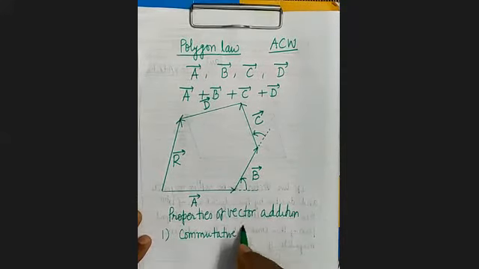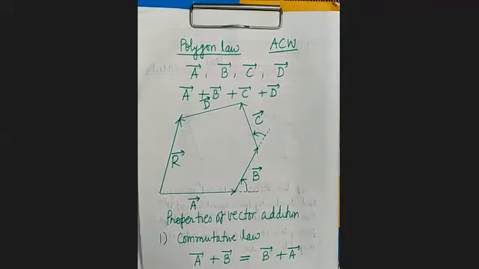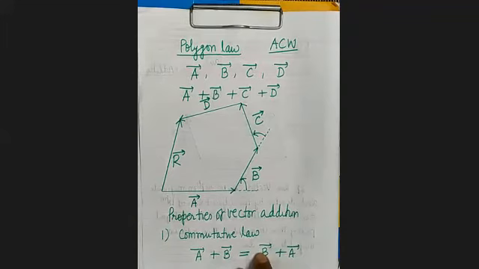Commutative law means vector A plus vector B is equal to vector B plus vector A. It means there is no matter of order. Vectors can be added in any way. You take any vector as the first vector. So vector A plus vector B equals vector B plus vector A.